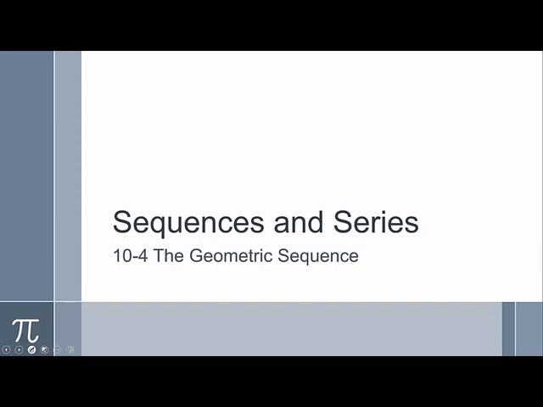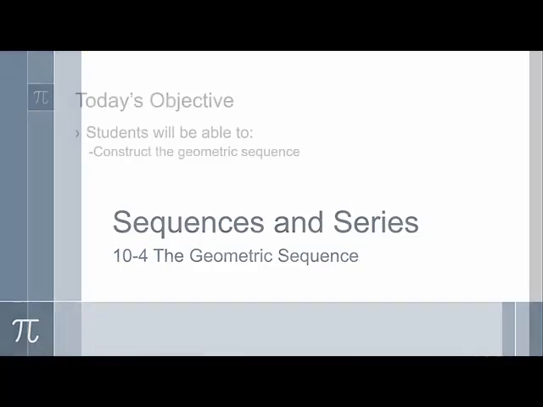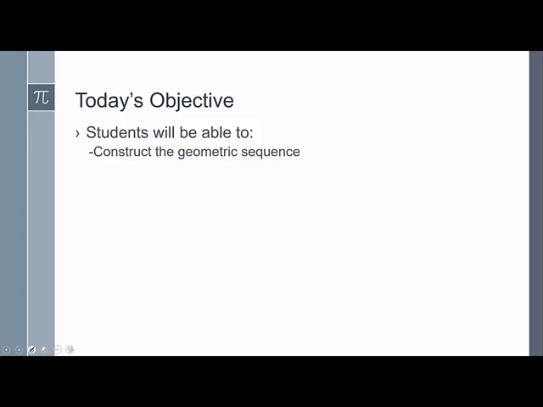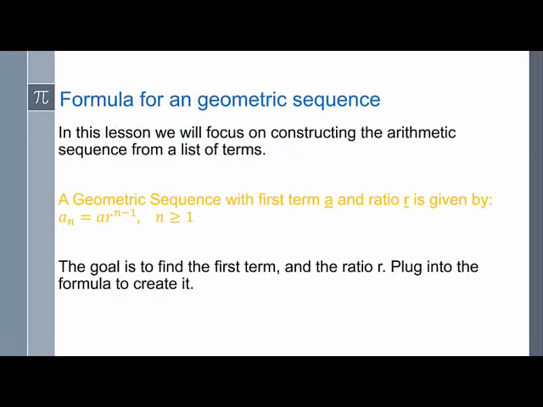This is section 10-4, the geometric sequence. So today we're going to focus more on that geometric sequence and construct it. So the general formula for a geometric sequence is going to be this. A sub n equals a times r to the n minus 1.